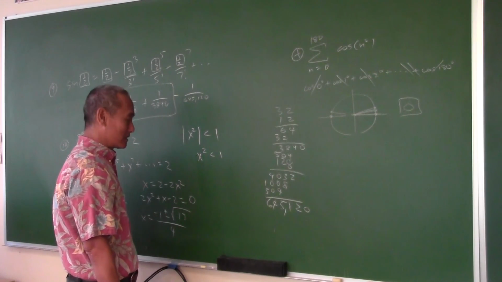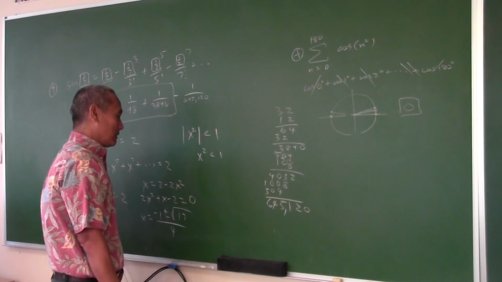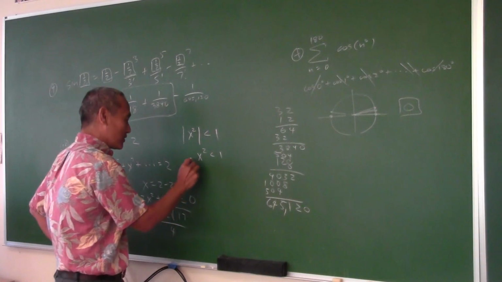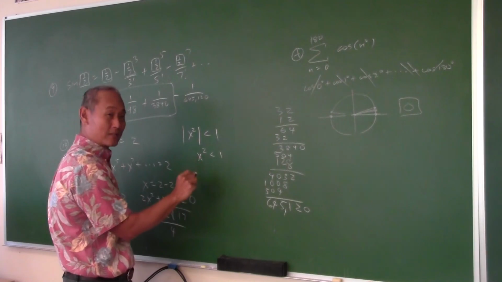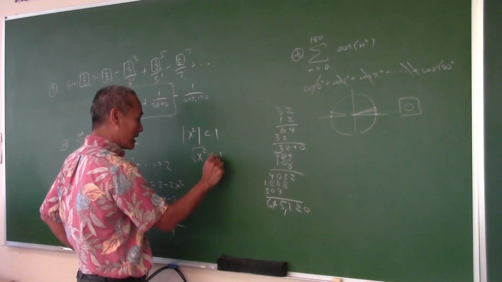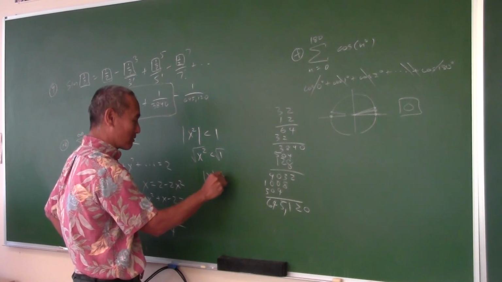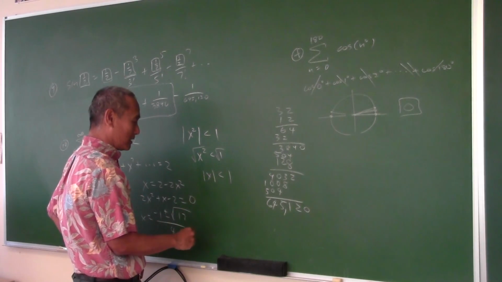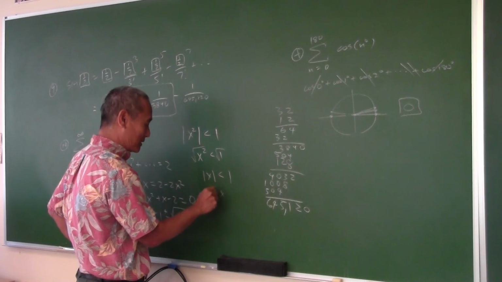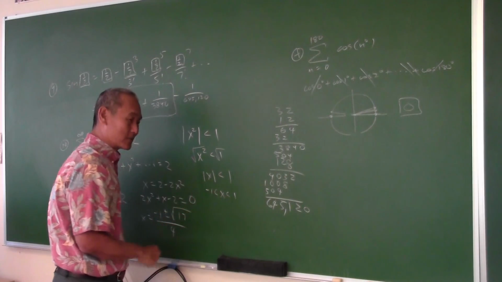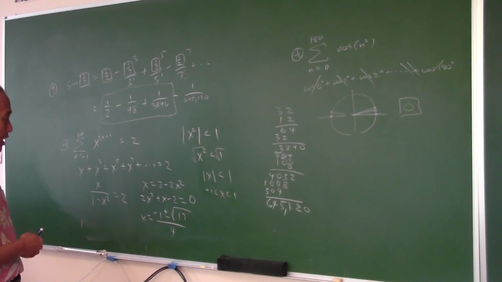How do I solve this? Well, why don't we try something? Square root both sides, since both sides are non-negative. What's the square root of x squared? Absolute value of x. What's the square root of 1? 1. And what does this mean? X is between negative 1 and 1. So that is your interval of convergence. So you have to make sure your value of x is between negative 1 and 1.